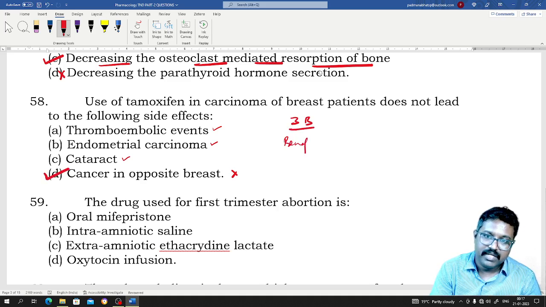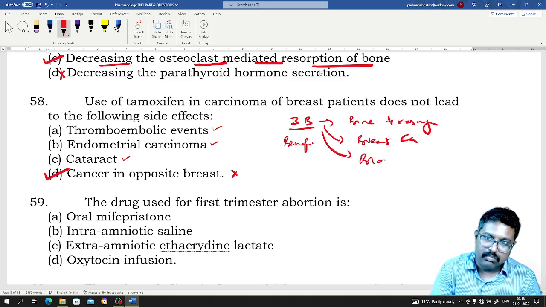It has got 3 beneficial effects. What are those 3 beneficial effects? One is it causes a decrease in the bone resorption, and it is used in case of breast carcinoma, and also in the blood it is going to increase the HDL levels and decrease the LDL levels. So it decreases bone resorption, is used in breast carcinoma, and improves the lipid profile.